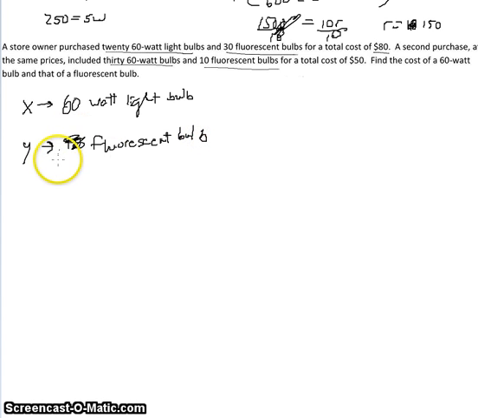Okay? Now we have to create two different equations. And if you see that this person has two purchases, the natural thing to do is to write these two equations as a result of each purchase. So the first purchase is going to be a result of how much he purchased. He purchased 20 of the 60-watt bulbs. Now this is going to be a price because it's asking to find the cost. So these are prices.